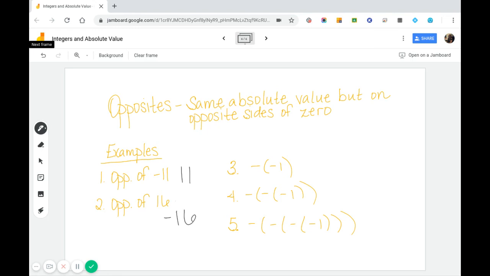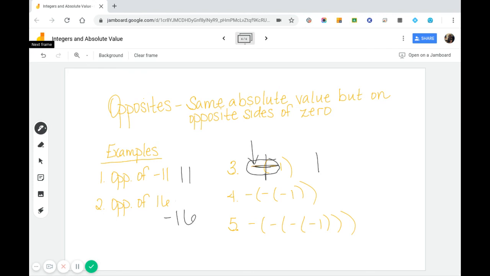Number 3, I've got negative 1. It's not absolute value. That set of parentheses is just saying, hey, look at me, I'm a negative number. So I have negative 1, and then I want the opposite of that. So it's positive 1. When we did absolute value, the negative outside does not cancel with the negative inside. But with parentheses, you might have heard this before, those 2 negatives come together to make a positive.